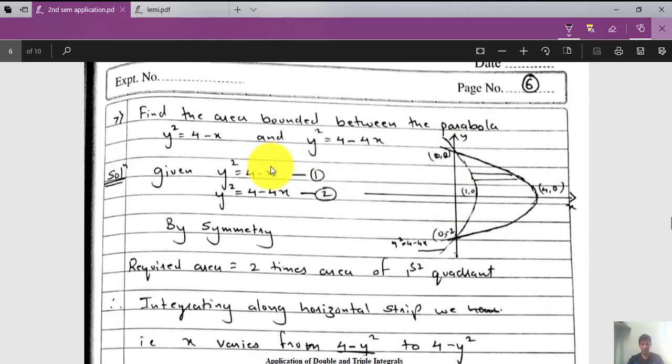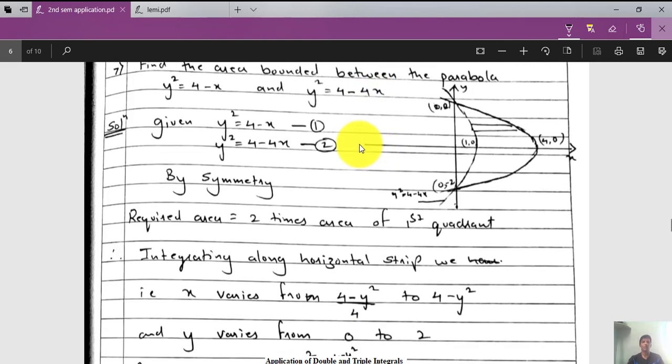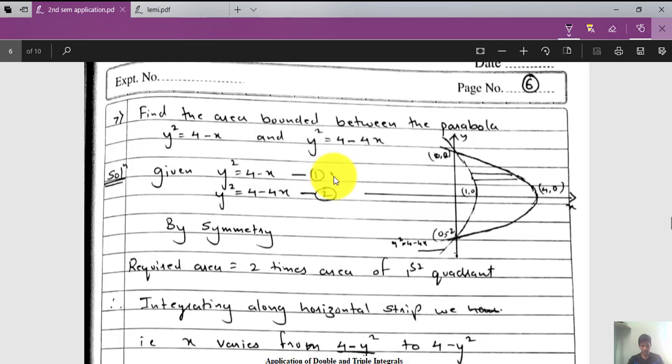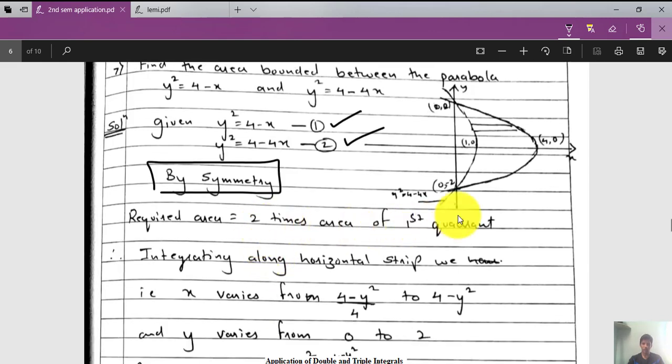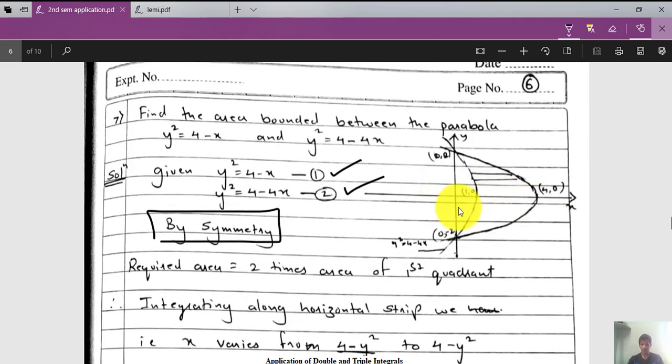Now find the area bounded between the parabolas y square is equal to 4 minus x and y square is equal to 4 minus 4x. Let me consider these as equation 1 and equation 2. Therefore by symmetry, see it is symmetric about the x-axis, right? So I will take 2 times the area of the first quadrant, since if I fold this paper along the x-axis, it is symmetric. So why do I need to calculate the whole of the thing? I will calculate only the first quadrant.